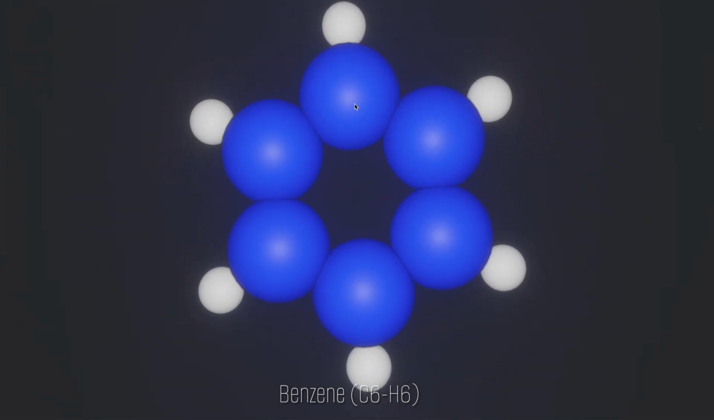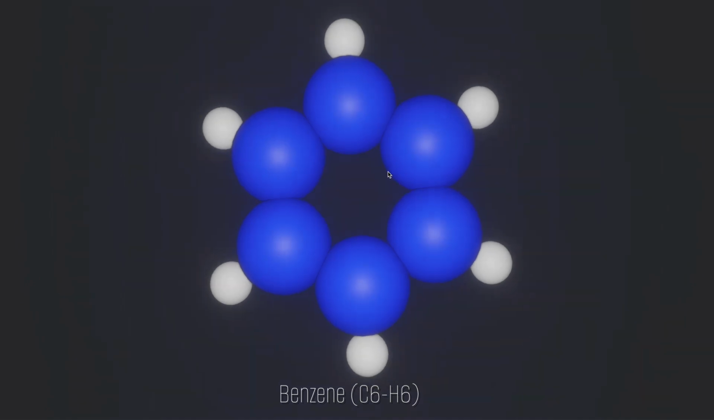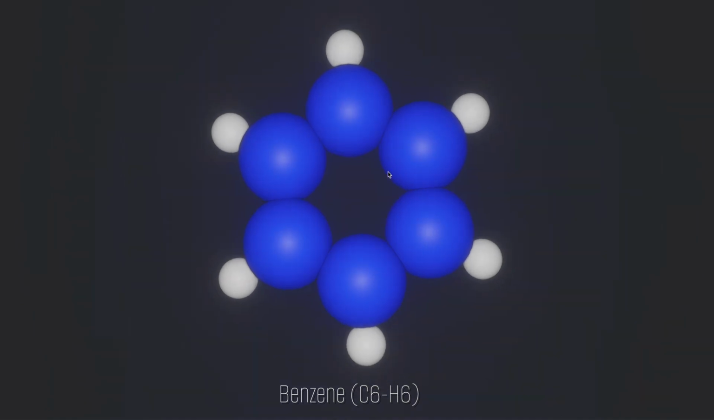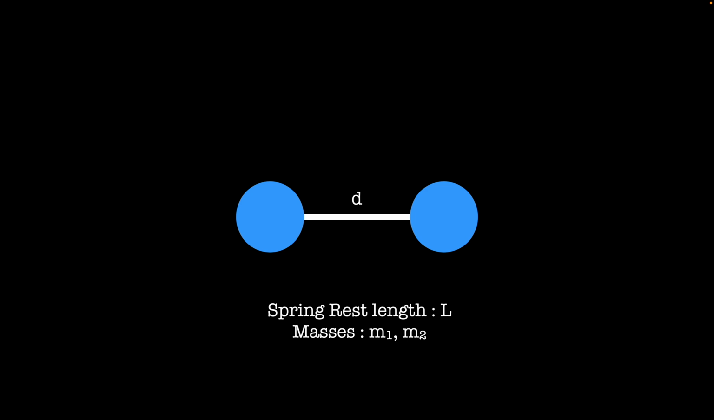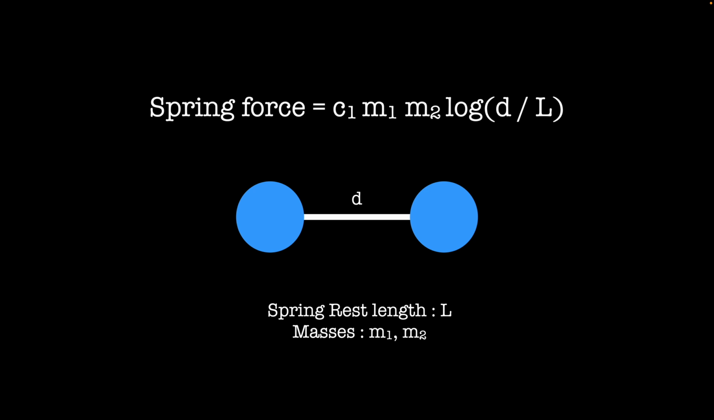Let's look at the two main forces that we consider in the force-directed layout. Given two nodes that are connected by a spring of length d and a spring rest length of L and masses m1 and m2, the spring force is given by this expression here. C1 is a constant times the two masses times the logarithm of d divided by L.